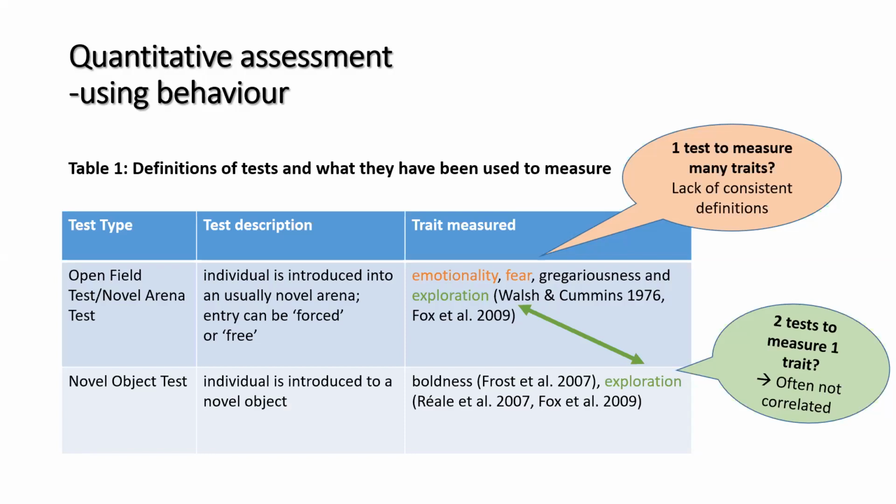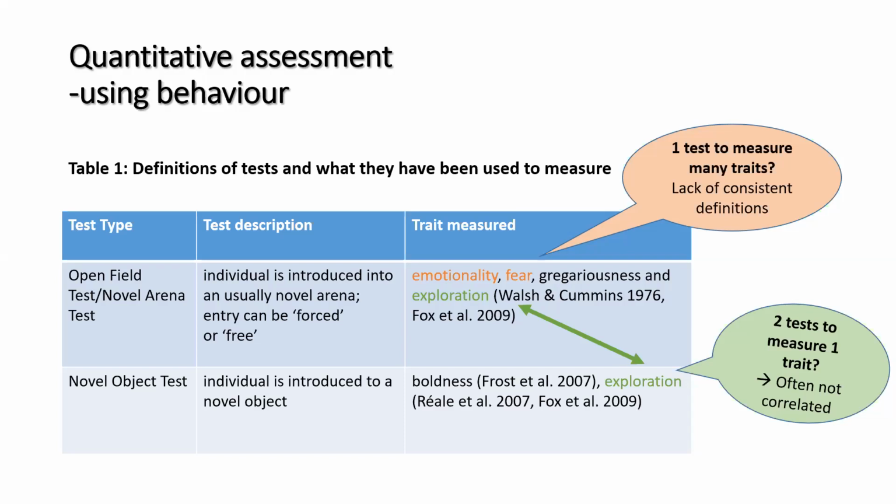So far, so good. But now look at the measured traits in this table. The first problem that I mentioned was many tests to measure the same trait. For example, exploration, here in green. As you can see, both the open field and the novel object test have been used to measure exploration in different studies. But does exploration in a novel arena describe the same behavior as exploration towards a novel object? Many times no correlation of the two can be found.